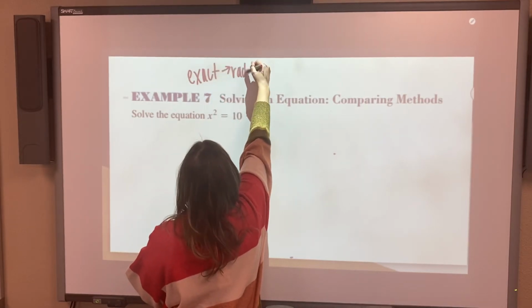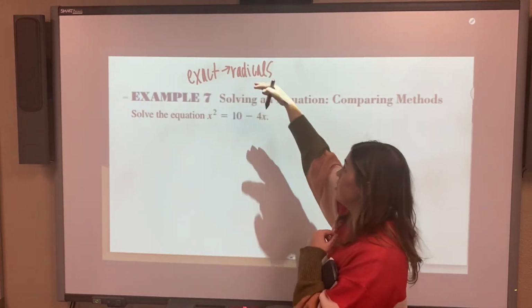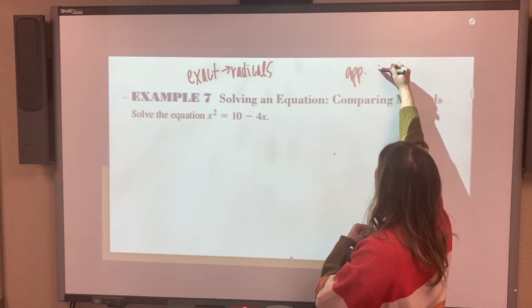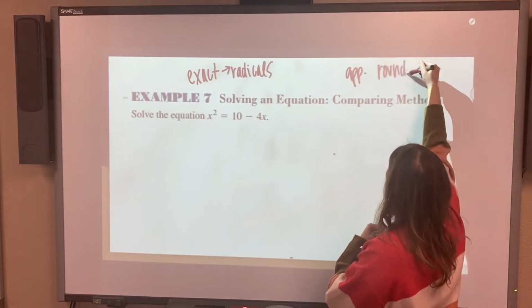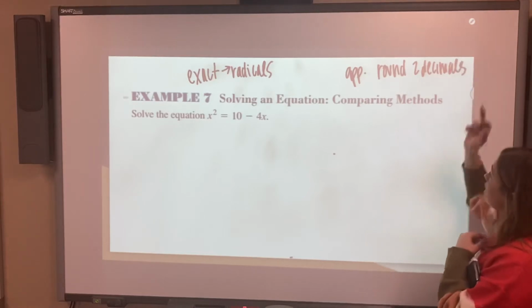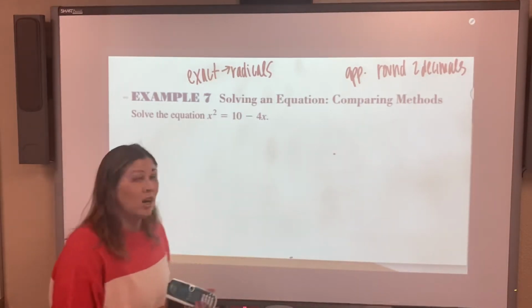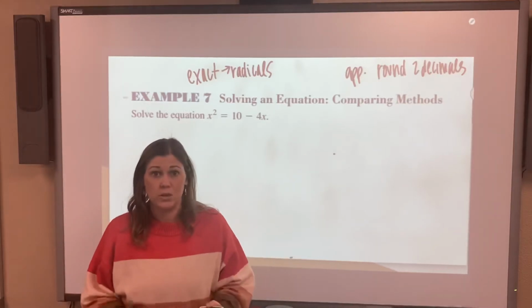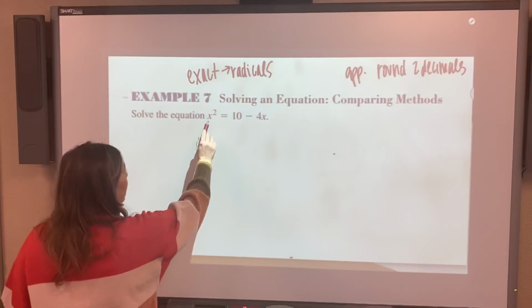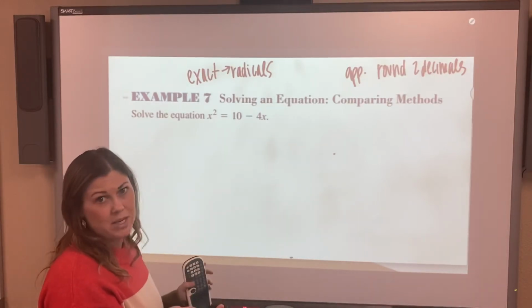Anytime it says exact, keep it in terms of radicals, or the approximate would be to round to the nearest 2 decimals. Because then we're gonna find both. Okay, so if we have x squared is equal to 10 minus 4x, well we cannot solve this one because it doesn't say equals 0. So we need to get everything on one side. So our x squared is on this left side. I'm gonna keep it there because it's positive and I'd like my x squared to be positive.